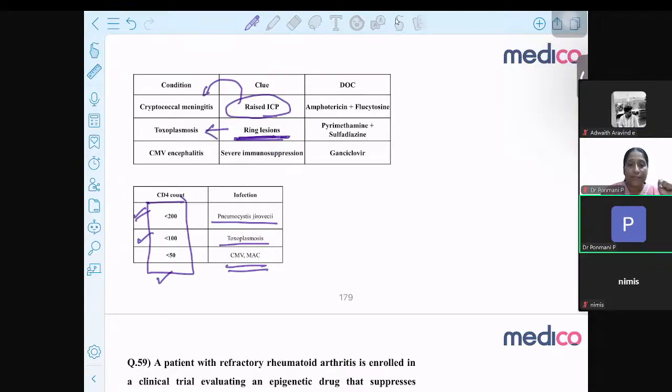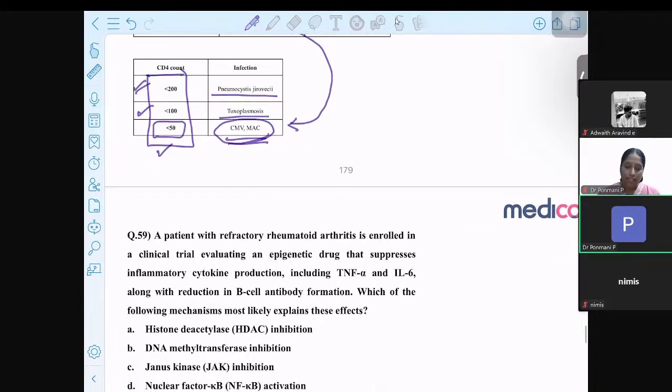Okay. So severe immunosuppression, that is what I told here, less than 50. There are more chances of CMV and MAC. Okay. So please look at the question carefully and then answer. Now moving into the next question.